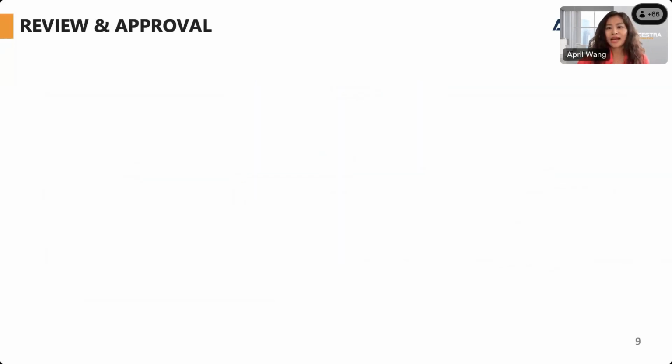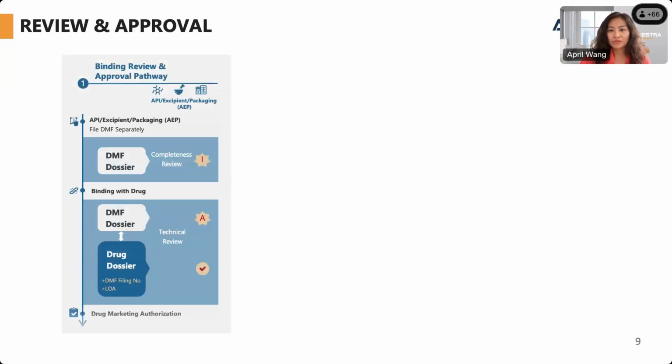So the new system has three pathway options for AEP approval. The first pathway, which is also the most common pathway under the new DMF policy, is binding review and approval, where the AEP applicant prepares the DMF dossier and files the application to CDE for completeness review. Afterwards, CDE will allocate a DMF filing number with the status of I for inactive.